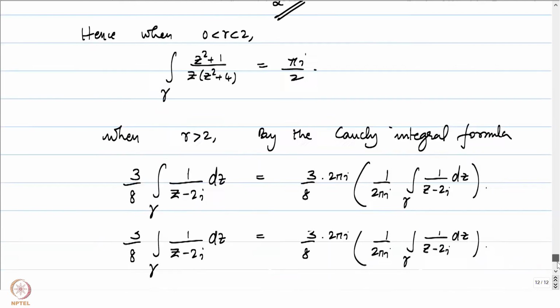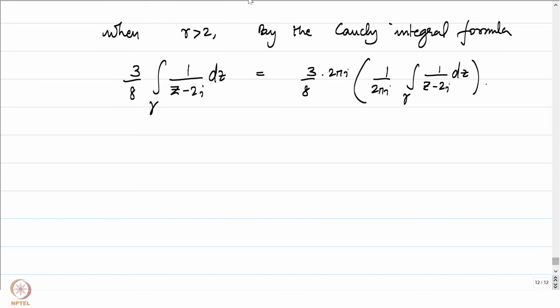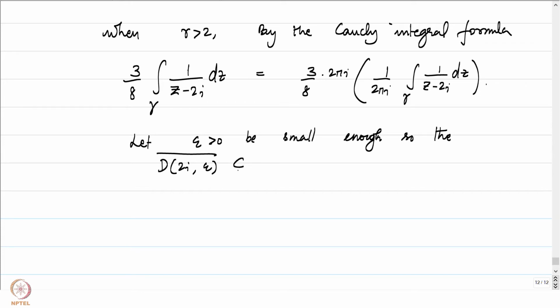Maybe I should just write it down. Let epsilon greater than 0 be small enough. I have generally not written down the homotopy saying that it's a straight line. Most of the homotopies we have dealt with were straight line homotopy, so it was very easy to write it down. Nevertheless, let me do it here once. Let epsilon be small enough so that the closed disk around 2i of radius epsilon is contained in D(0, R). Let's take such an epsilon.